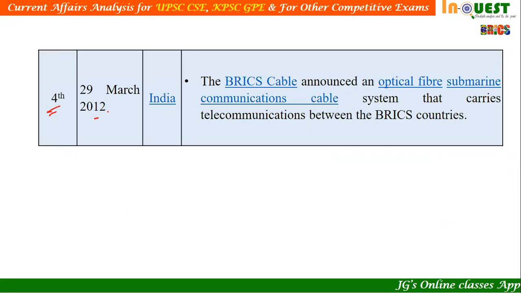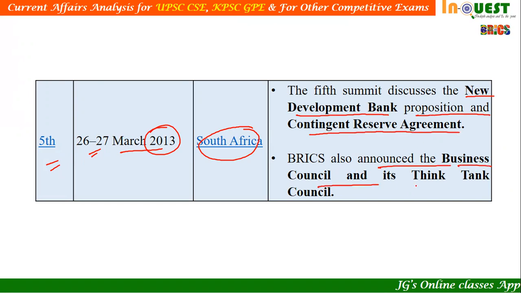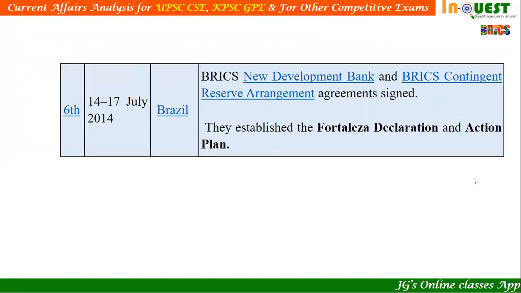The fourth summit was held in the year 2012 on 29th March, and it was hosted by India. The major decision in this particular summit was that the BRICS cable was announced, an optical fiber submarine communication cable system that carries telecommunication between BRICS countries. Then the fifth summit was hosted by South Africa. It was held between 26 and 27 March 2013, and the discussions were about the New Development Bank proposition and a contingent reserve arrangement. BRICS also announced the Business Council and its think tank council in the fifth summit.